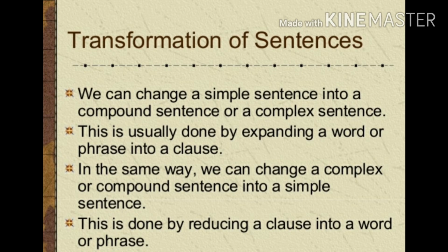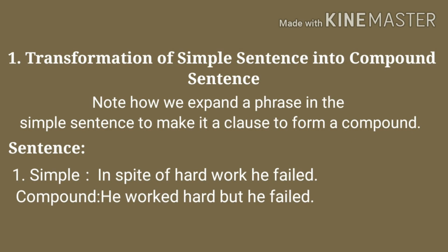This is usually done by expanding a word or phrase into a clause. We simply expand a word or a phrase into a clause. In the same way, we can change a complex or compound sentence into a simple sentence. This is done by reducing a clause into a word or phrase. First, transformation of simple sentence into compound sentence. To transform simple sentence into compound sentence, we expand a phrase in the simple sentence to make it a clause to form a compound sentence.